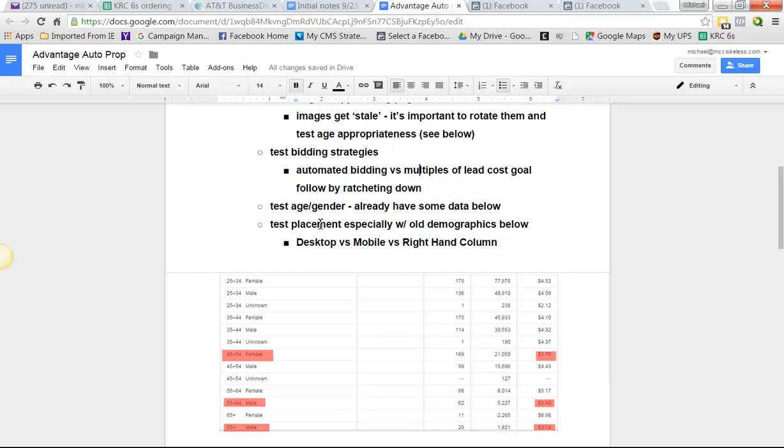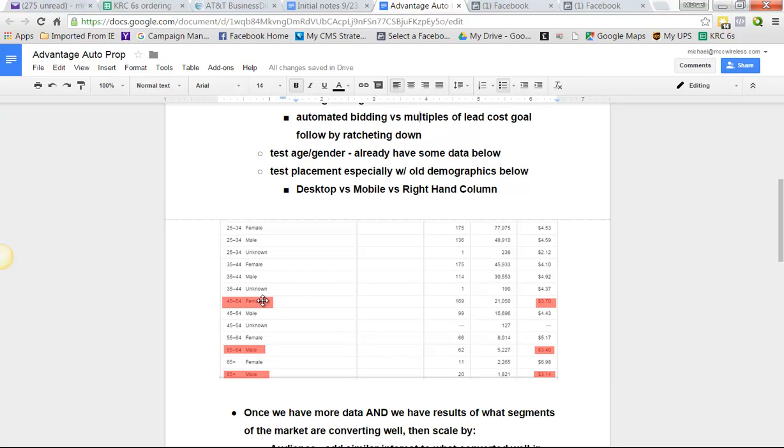Then we want to test age and gender, and hopefully you can see this here, but I've highlighted some things where you can see that older females and older males have a relatively low lead cost compared to everything else you've got going here. And so we want to key in on that. It may be this 45 to 54 female, if that's going to give us the best lead cost, then boom, that's where we want to go. So we would, and I don't have the exact answers on that.